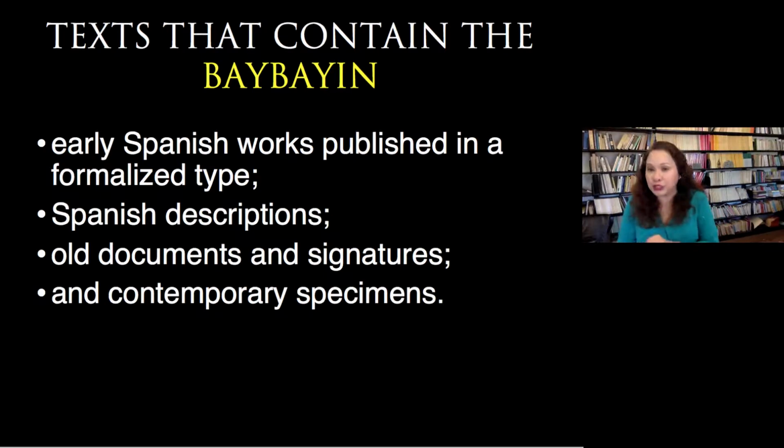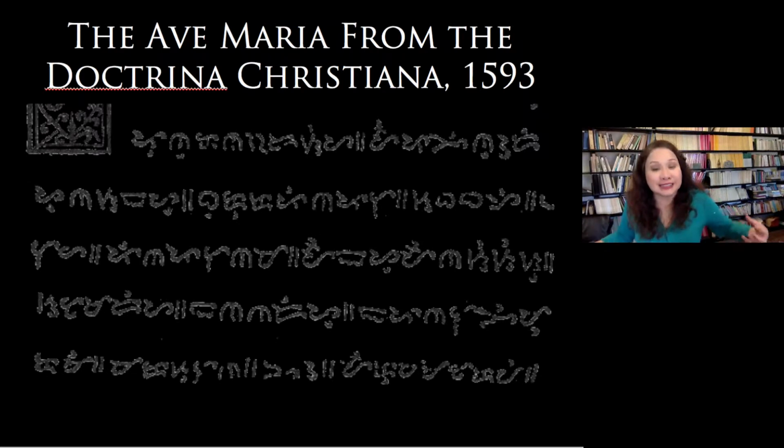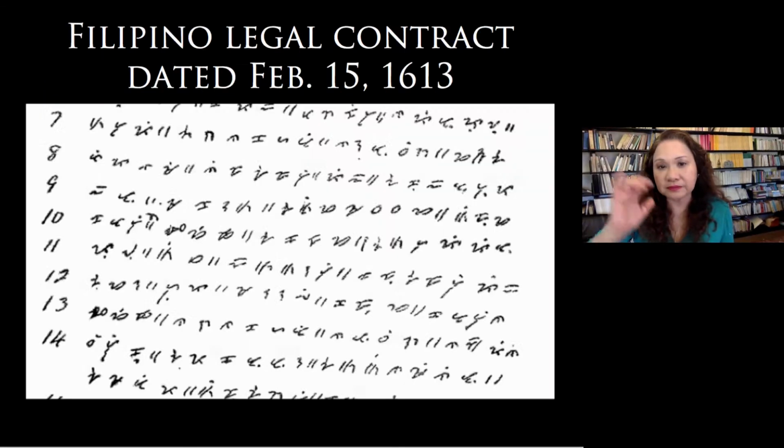Okay. So first, you have early Spanish works published in a formalized type. Second, Spanish descriptions. Third, you have old documents and signatures. And fourth, you have contemporary specimens. Okay. This is an example from the Doctrina Christiana as early as 1593. And as you can see, the Ave Maria was written in the Baybayin.